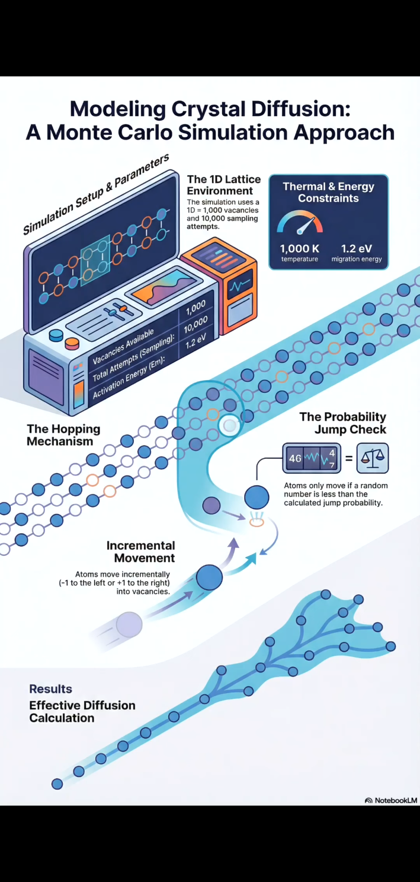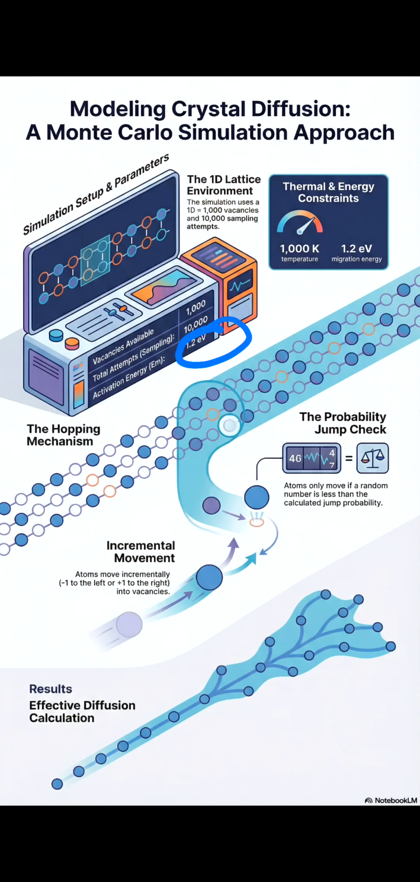Scorching hot. Yeah, that's over 700 degrees Celsius. And the other parameter is the migration energy, represented by E sub m, which is set at 1.2 electron volts, or eV. Those two numbers are the absolute core of the physics here. Let's break that down, because I really want you, the listener, to grasp this relationship.